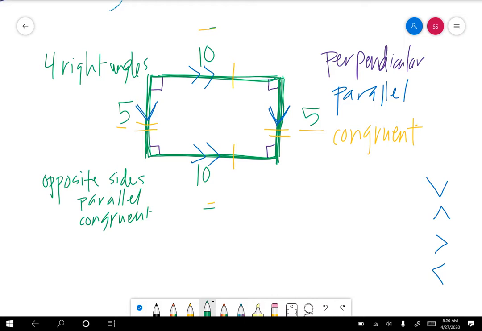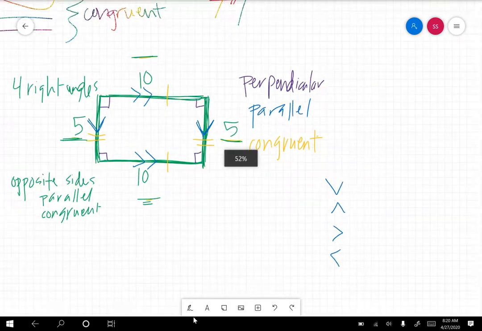So this is indicating that the 5 and the 5 are equal in length, and the 10 and the 10 are equal in length. And there we go for our lovely rectangle example.